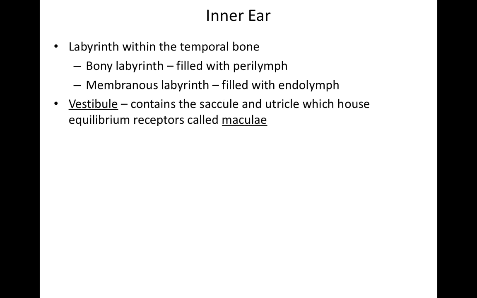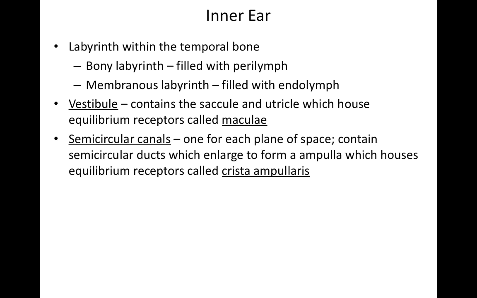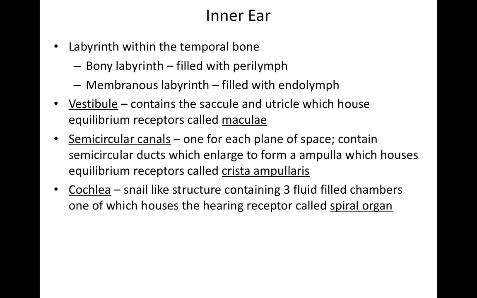Within the inner ear, we have three different locations, starting with the vestibule. This is where we're going to find what's called the saccule and the utricle that are going to house equilibrium receptors called the maculae. The semicircular canals are three canals. You have one for each plane of space. They are going to contain these sort of expanded areas called ampullas that house equilibrium receptors called the crista ampullaris. Last, we have the cochlea. That is the snail-like structure that contains three fluid-filled chambers that house your hearing receptor called the spiral organ.